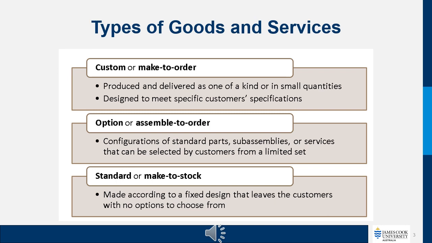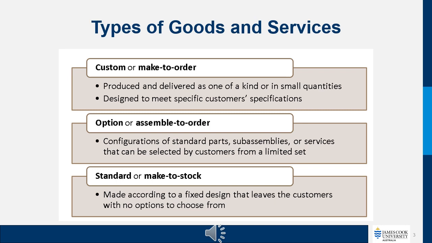The next type of goods or services that we have is called assemble to order, or it's like an option. It is a production strategy where products are partially manufactured in advance and the final assembly is completed based on specific customer orders. Unlike make to order, where each product is made from scratch, ATO or assemble to order allows for the customization of finished goods by selecting pre-manufactured components or sub-assemblies.